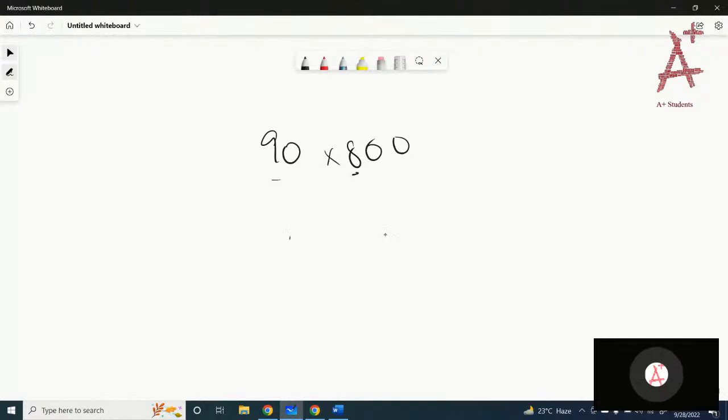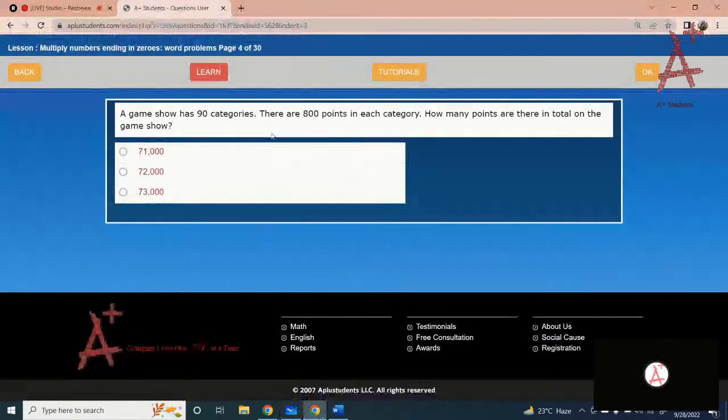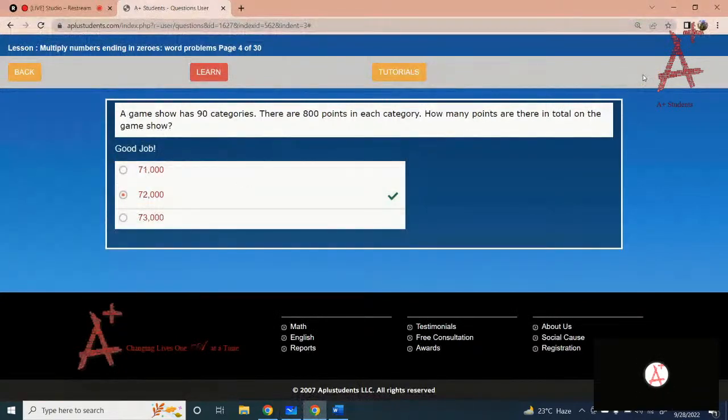So multiply the digits. The digits are 9 times 8. So 9 times 8 is, very good, it is 72. So we have now collectively three zeros, two zeros here and one here. So just add the three zeros over here. So it makes 72 thousands. Got it? So the correct option is 72,000 and click on the OK button.